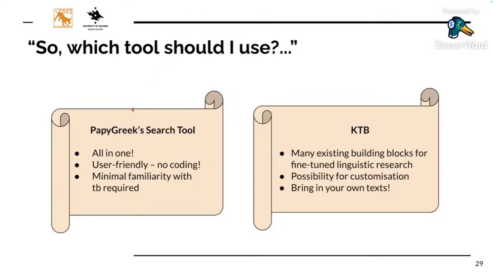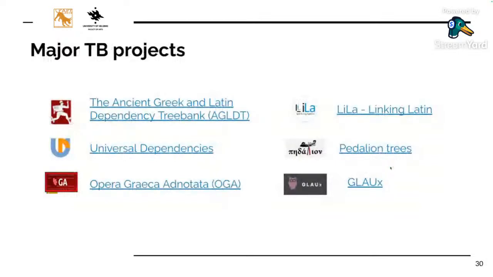PapyGreek is good because it has all-in-one morphology, phonetics, orthography, and it requires no coding. My thing requires some coding if you want to customize it, but with the things that it already has in place, it's already quite useful. So I've heard. And it's also good that you can bring your own text into it. It doesn't have to be the text that I have there now. You can use something that you've treebanked or that you found and you want to explore more.